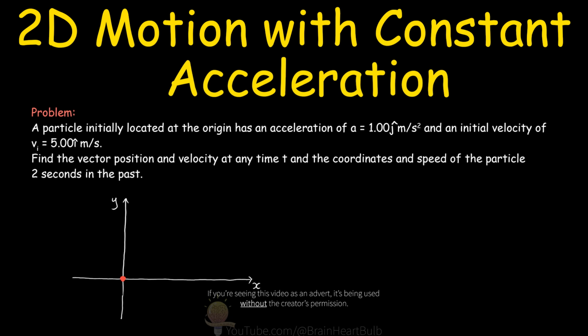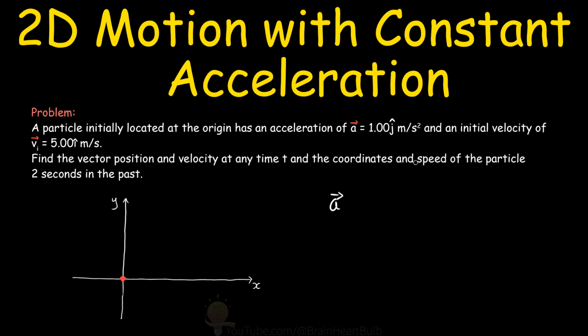A particle, initially located at the origin, has an acceleration of 1 meters per second squared in the positive y direction, and an initial velocity of 5 meters per second in the positive x direction. Find the vector position and velocity at any time t, and the coordinates and the speed of the particle 2 seconds in the past.